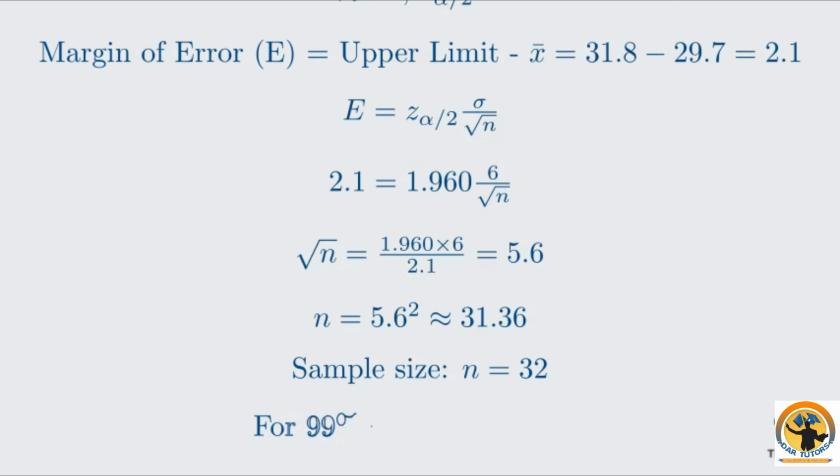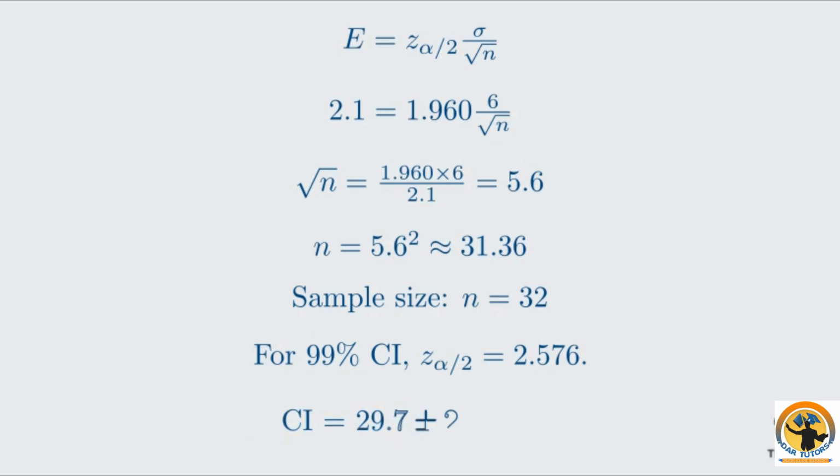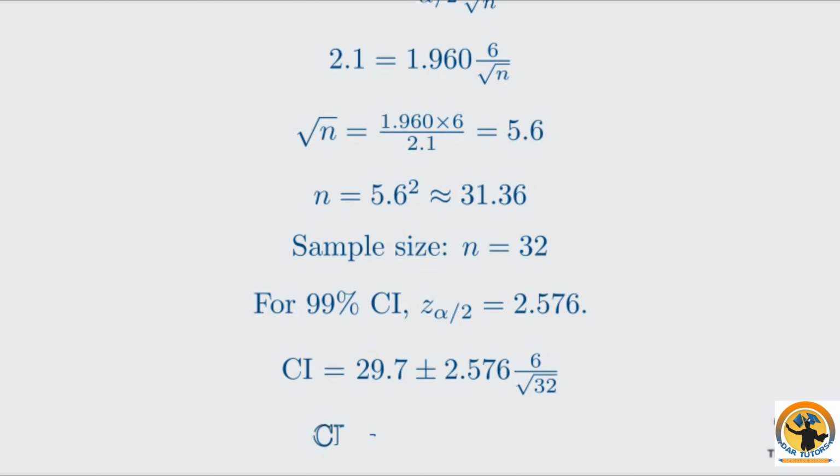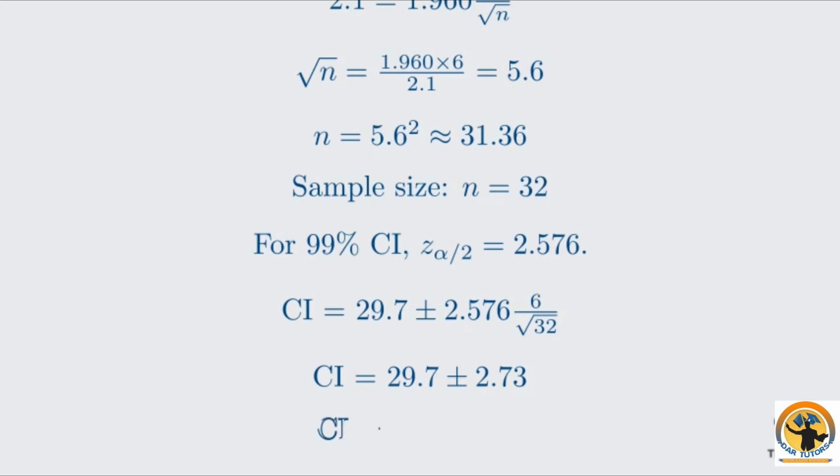Finally, we calculate the 99% confidence interval using this sample size. The critical value for 99% confidence is 2.576. The interval is 29.7 plus or minus 2.576 times 6 over root 32. This gives us the wider interval of 26.8, 32.6.